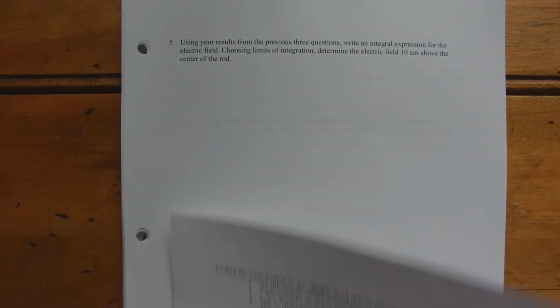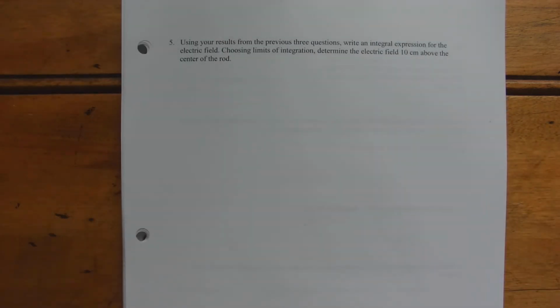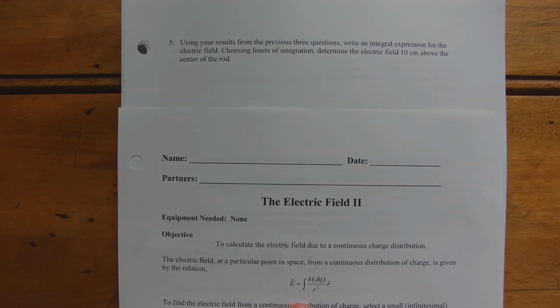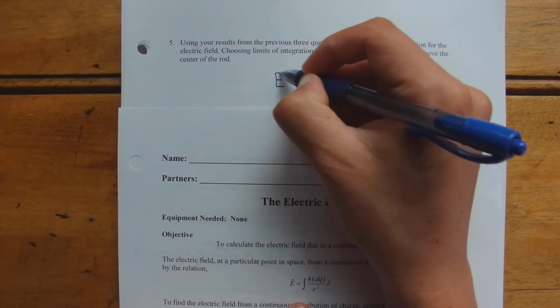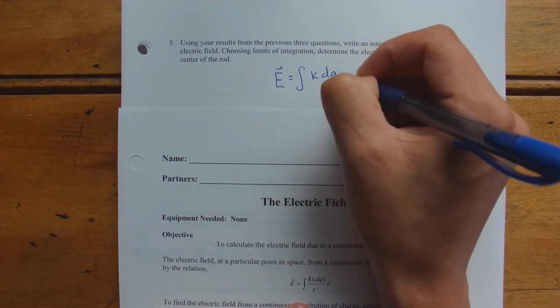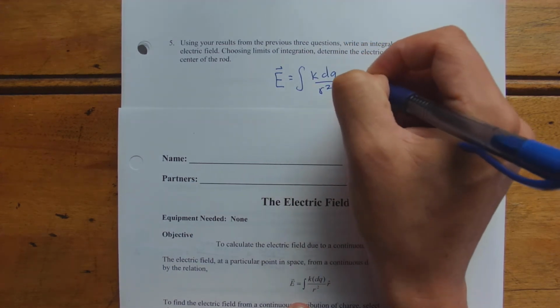Okay, so then on the next page, use your results from the previous three questions to write an integral expression for the electric field, choosing the limits of integration carefully. Determine the electric field 10 centimeters above the center of the rod. So here's our equation that we're using. The electric field is equal to the integral of k dq over r squared in the r hat direction.